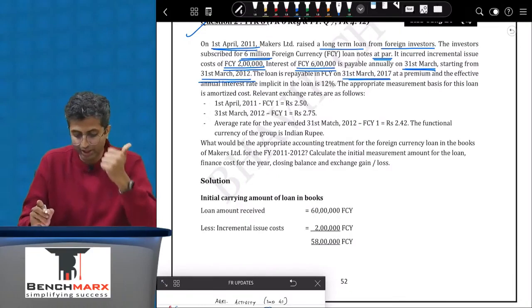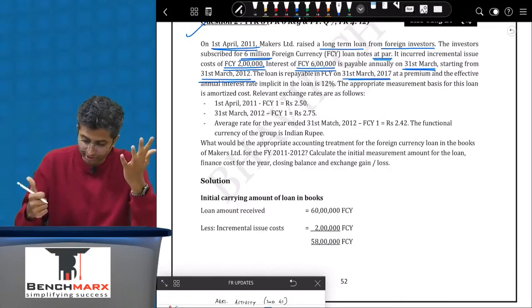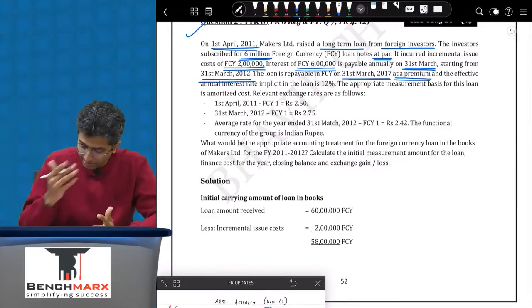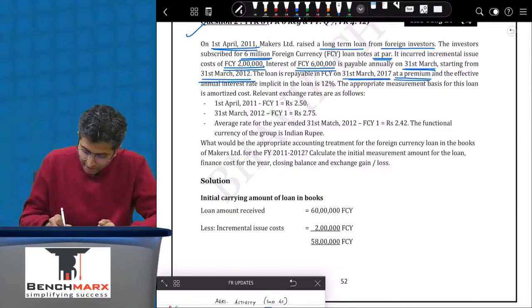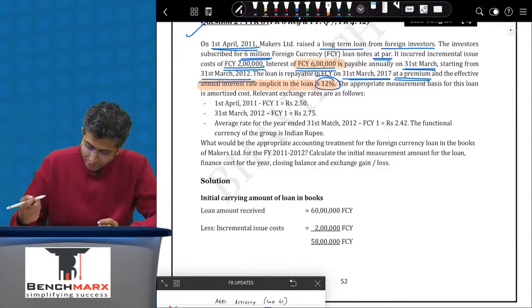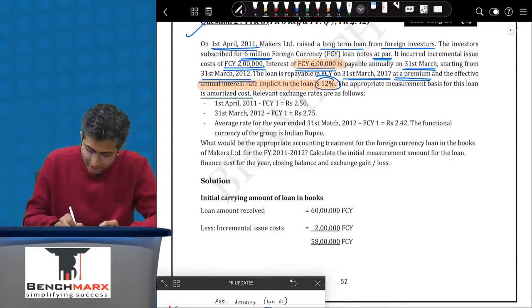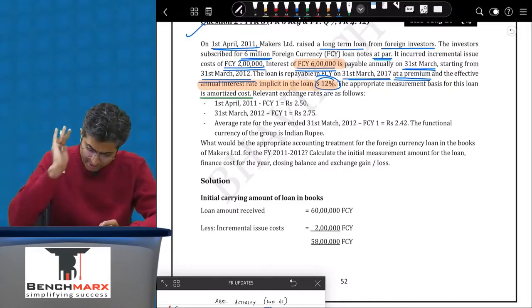This is 11, so 12, 13, 14, 15, 16, 17. 6 years later at a premium. We don't know the amount of premium, and the effective annual rate implicit in the loan is 12%. So the EIR is given to you as 12%. Coupon seems to be 6 lakhs paid annually at each year, and the EIR seems to be 12%. The appropriate measurement basis for this loan is the amortized cost. Brilliant. So we have been told that this loan is to be measured using amortized cost principles.